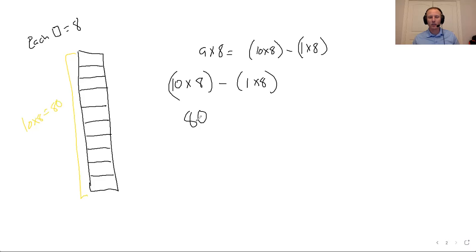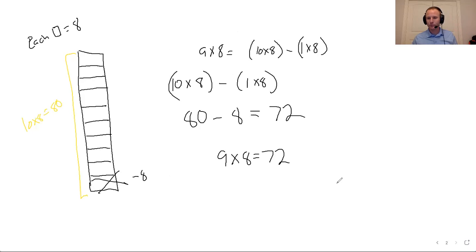But I don't need 10 groups of 8. I only need 9 groups of 8, so I need to subtract 1 group. And 1 times 8 is 8, right? So I need to subtract that bottom one. So minus 8. 80 minus 8 is 72. Therefore, 9 times 8 equals 72.